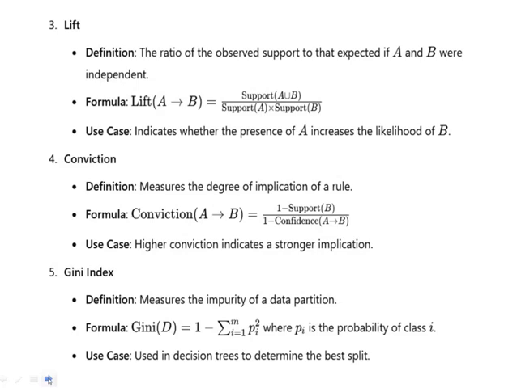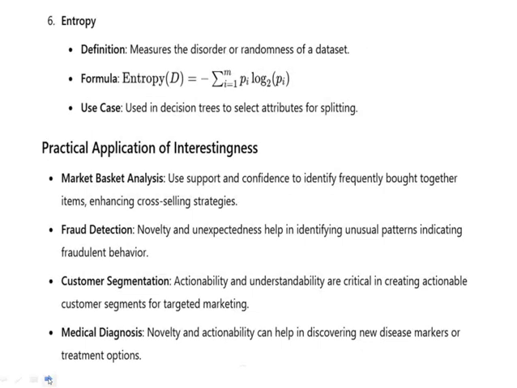A higher conviction indicates a stronger implication. The measure of impurity in a data partition is the Gini index: Gini(D) equals 1 minus the summation of i equals 1 to m of pi squared, where pi is the probability of a tuple belonging to class i, used in decision trees to determine the best splits. Entropy defines the measure of disorder or randomness of a data set, with the formula entropy equals the negative summation of pi log base 2 of pi, used in decision trees to select the attribute for splitting.